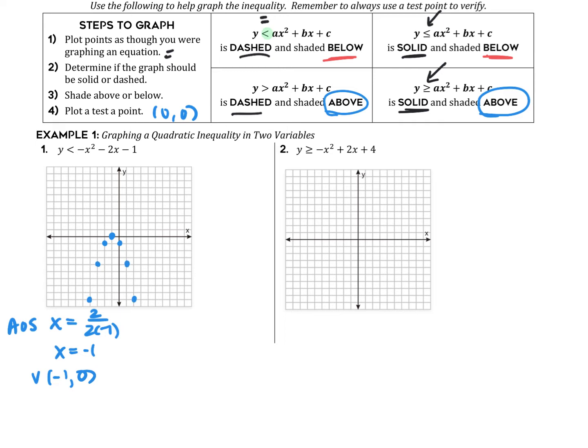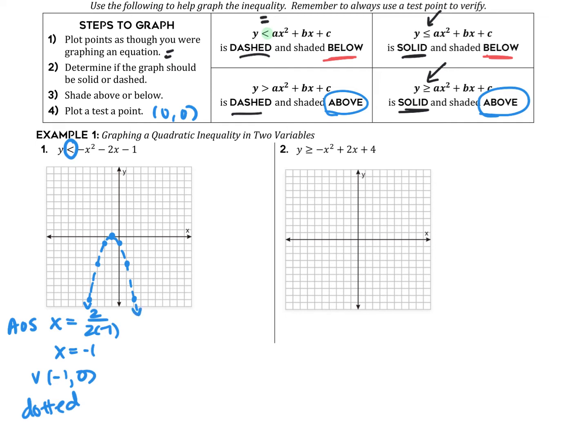Now, before we connect the dots, we need to ask ourselves the question, is this going to be a solid or a dotted line? And that question leads us to our inequality. This is going to be a dotted line because there is no or equal to under the line, meaning the points along the curve are not included. So we're going to connect with a dashed or dotted line.